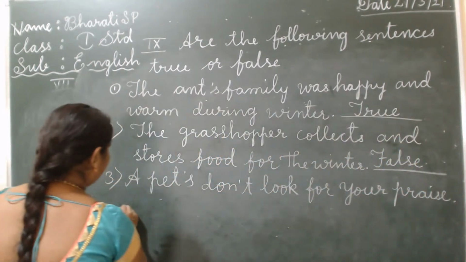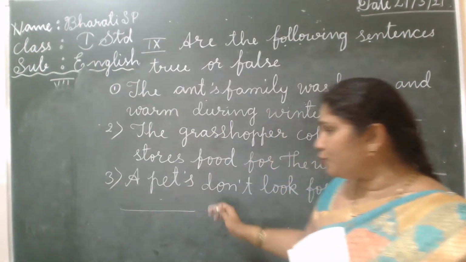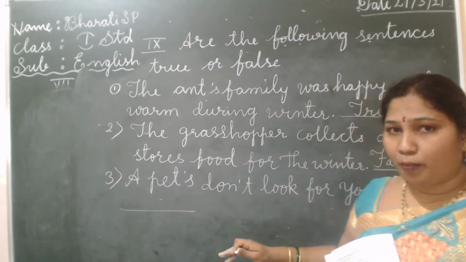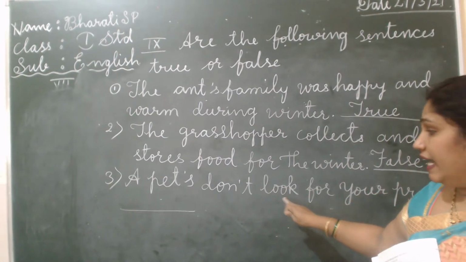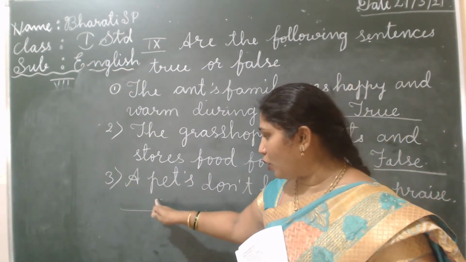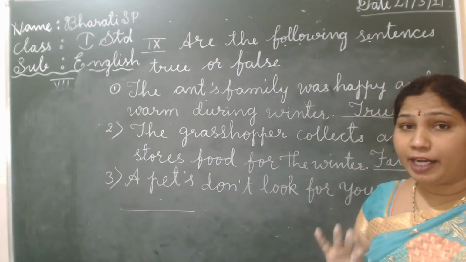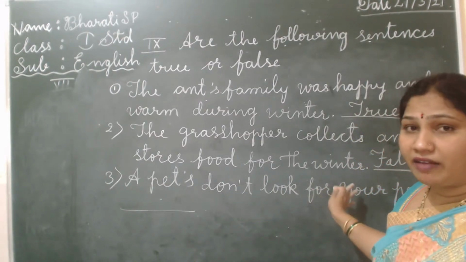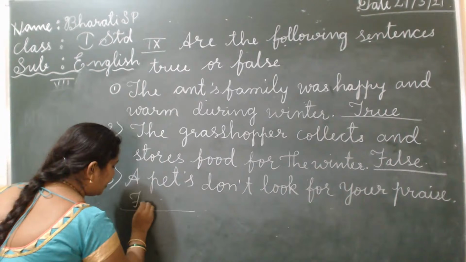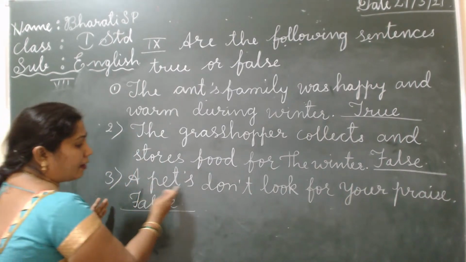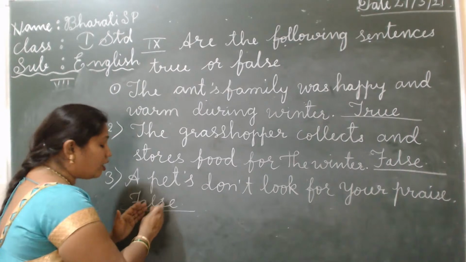See here, children, this statement has been taken from which poem? That is the pet animal poem. Pets don't look for your praise. Is it a correct statement, children? It is a wrong statement, because pets always look for our praise. Since the statement given here is wrong, you need to write F-A-L-S-E, false. The pets look for our praise. That's why we have written that this is a wrong statement.